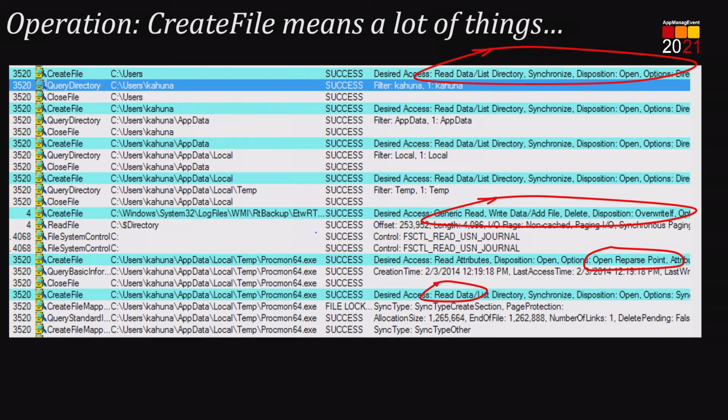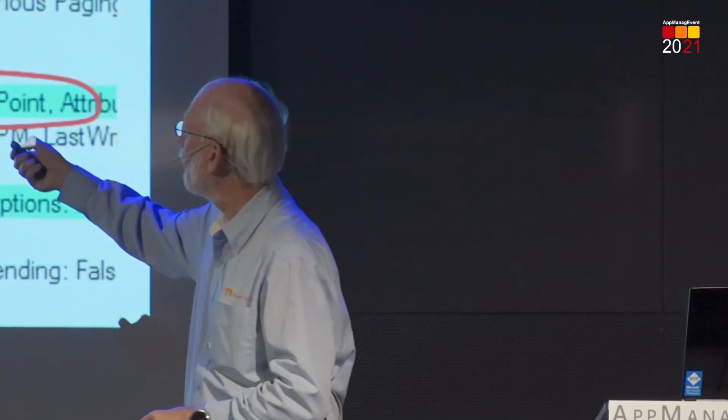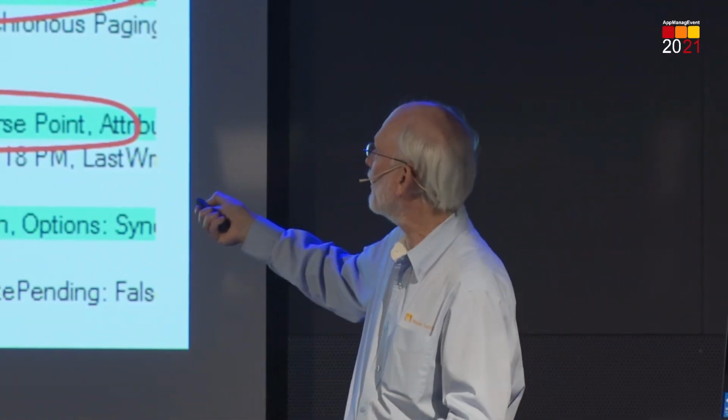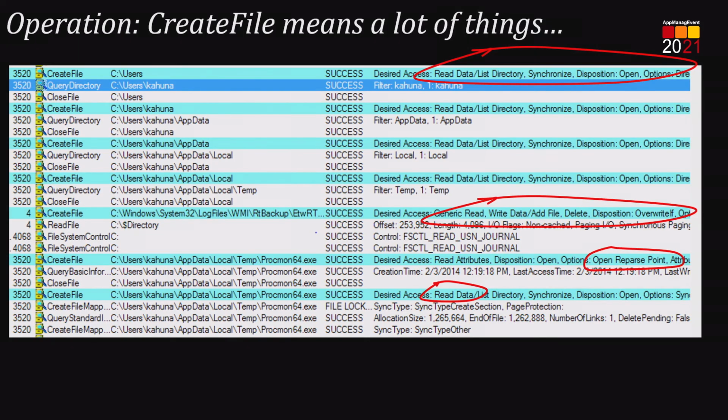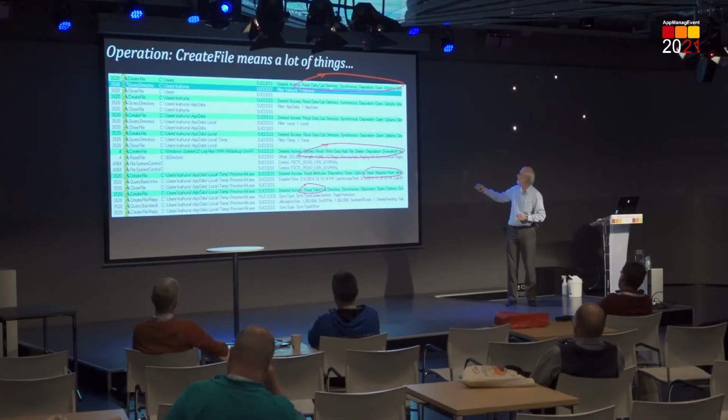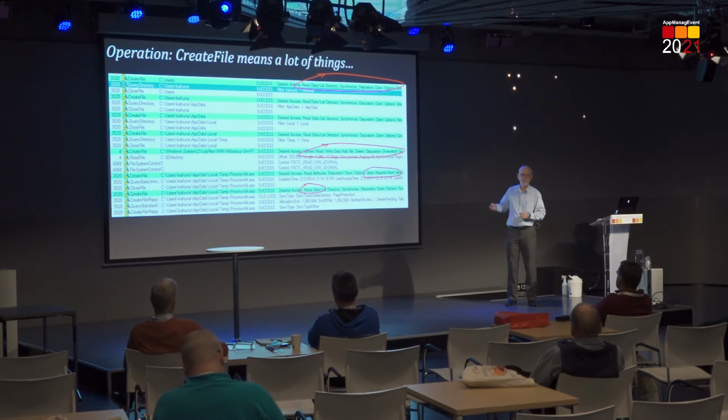Also understand the detail column. So create file can mean a lot of things. It's developer shorthand for create me a file handle. It's not necessarily creating a file, but once in a while it is. This top example right here, it's working on a directory. Directories themselves are files. The content of the file is the list of things that are underneath it. So it's actually opening up and it's asking for read data, list directory for the access that it was requesting.